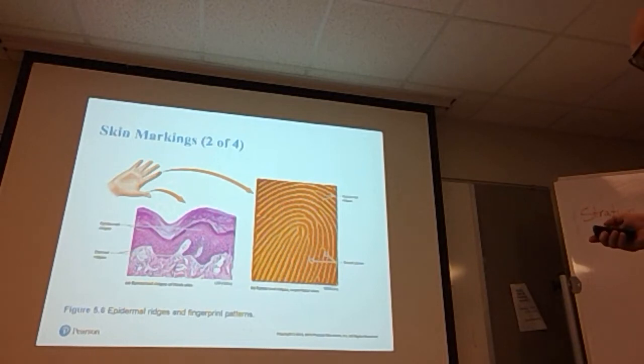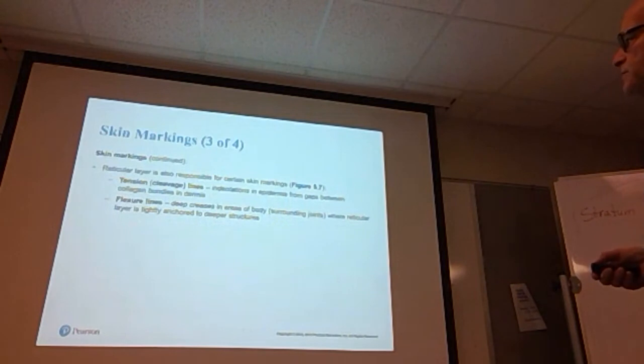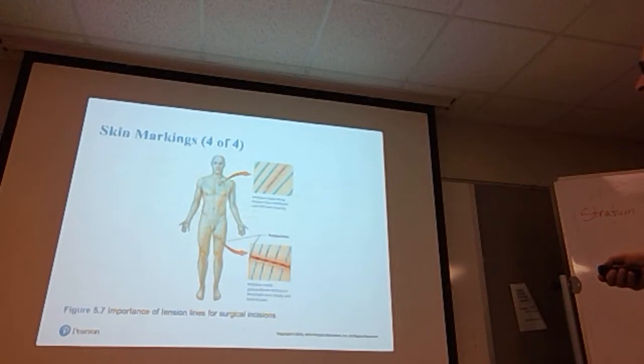of a typical fingerprint. Some other skin markings: reticular, where the reticular layer is responsible for certain markings. Tension or cleavage lines, indentations where gaps form between collagen bundles. Flexure lines occur where there are deep creases in the body, such as around joints, where the reticular layer is tightly anchored to deeper structures. And there are those lines that you can see. Again, these aren't as visible generally, but they are important for surgical incisions.